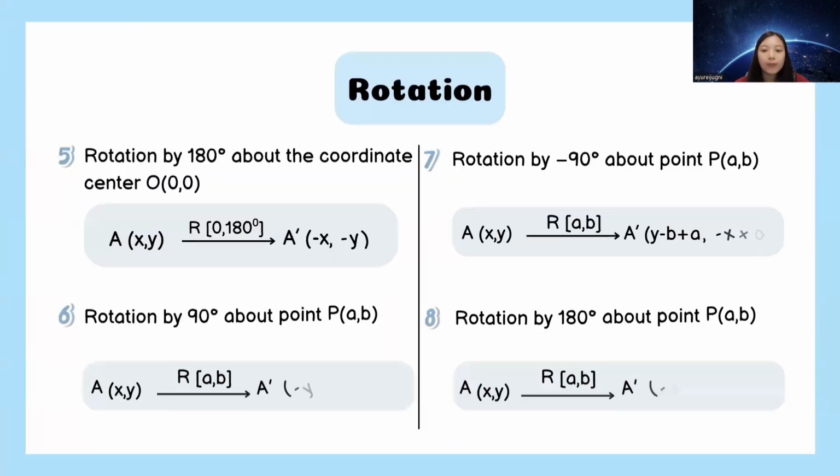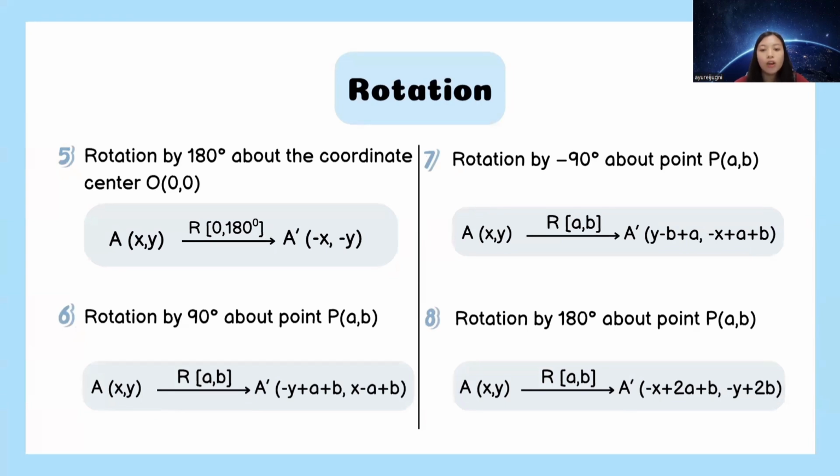Now we also have a rotation by 180 degrees. The formula is: both coordinates become negative. There are also formulas for rotation around another point, not only the origin. These formulas are useful for solving more advanced problems.